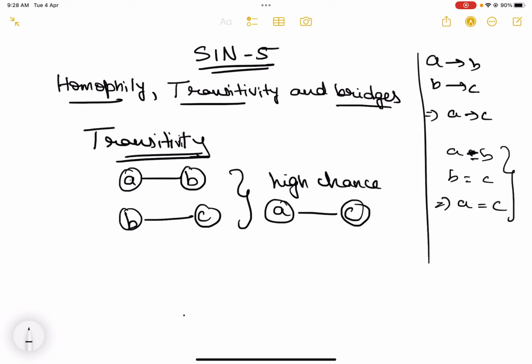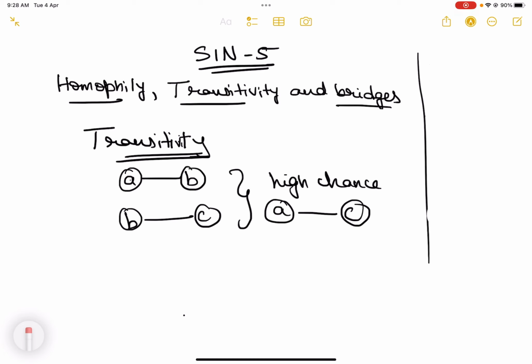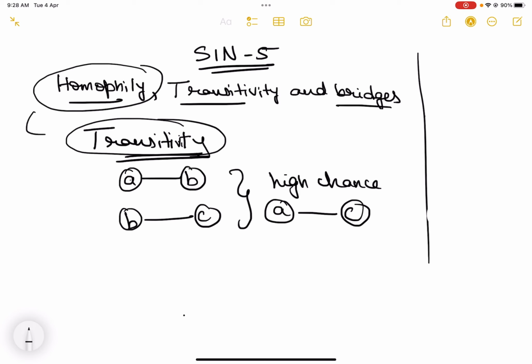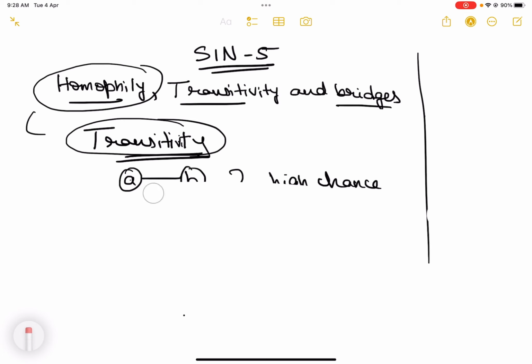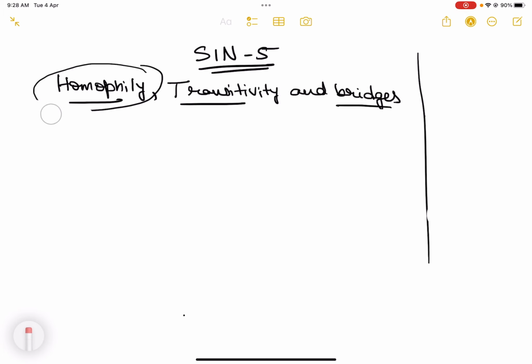So in our case, it is not definitely transitive, but transitivity means that if A is connected to B and B is connected to C, there's a high chance that A is also connected to C. Basically, homophily and transitivity together are the reasons that clusters or cliques are formed in huge graph networks. So this is what transitivity was about.